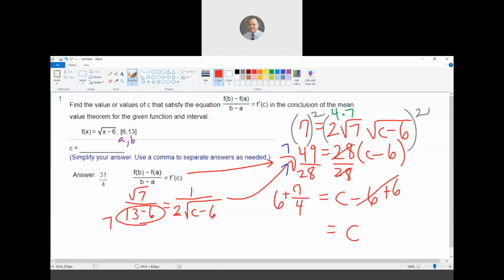And on the left side, 6 plus 7/4 is actually 6 and 7/4. And you can easily change that into an improper fraction by, from arithmetic, just converting your mixed number to an improper fraction, the usual way. 6 times 4 is 24, plus 7 gives us 31 over 4.